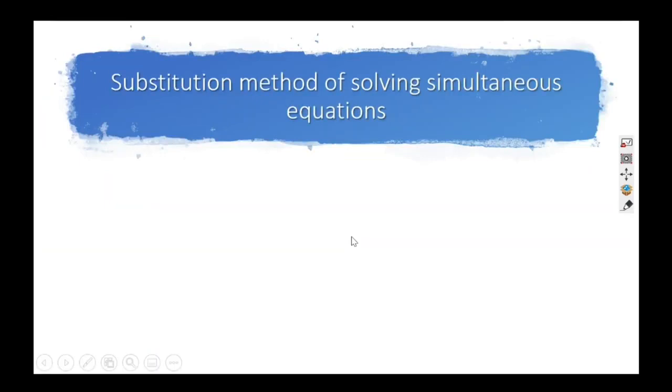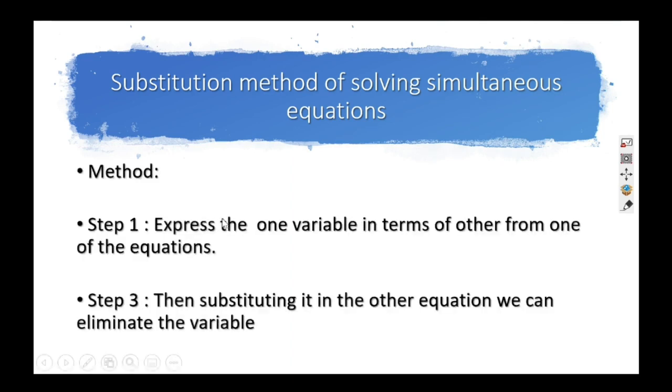There is another method of solving simultaneous equations. We call it the substitution method. In the substitution method of solving simultaneous equations, as the name indicates, some substitution is there. Express one of the variables in terms of the other from one of the equations.